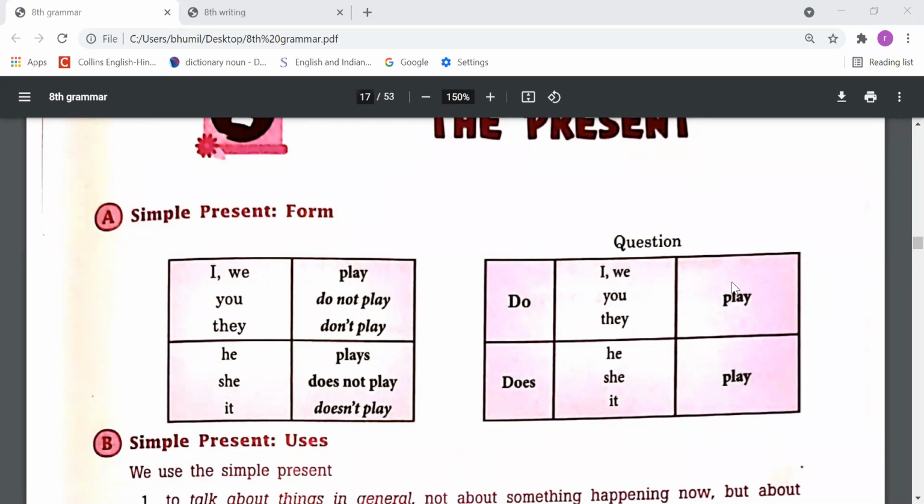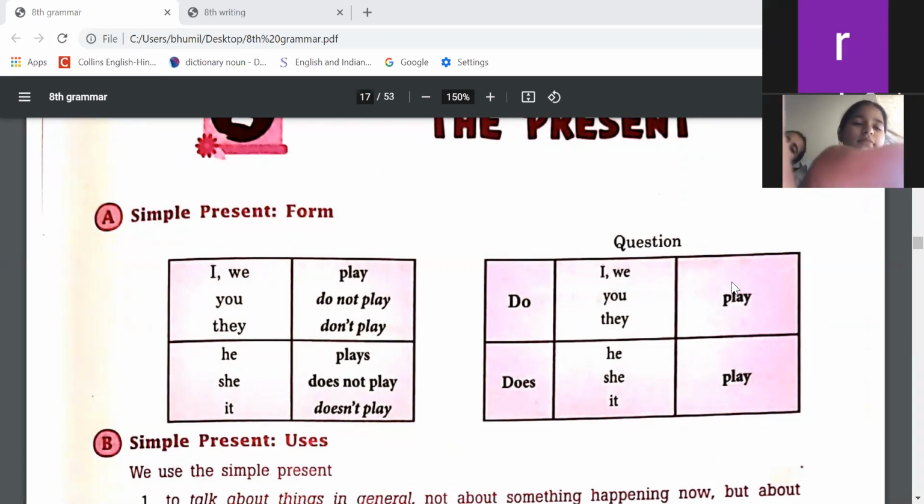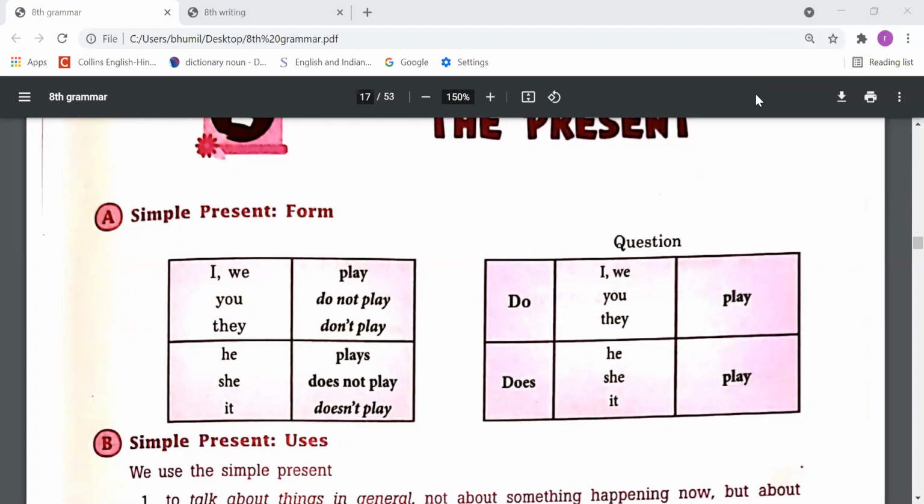And when our sentence is negative, we should use either do or does according to the subject. If our subject is third person singular, meaning he, she, it, or any singular name, we should use does, and with that we should use not. And with the rest of the subjects, like I, we, you, they, or any more than one name, we should use do, and do not plus the root form, right?